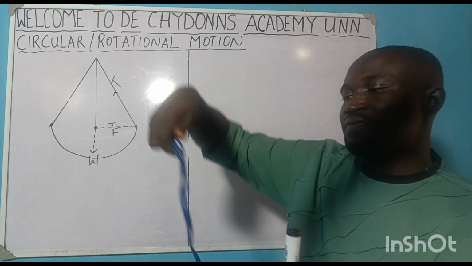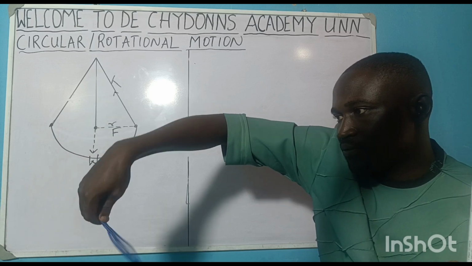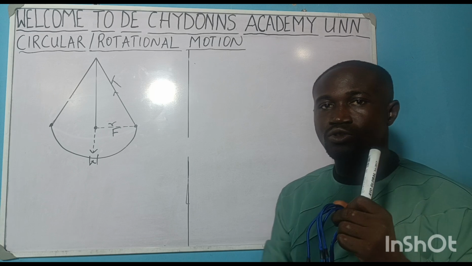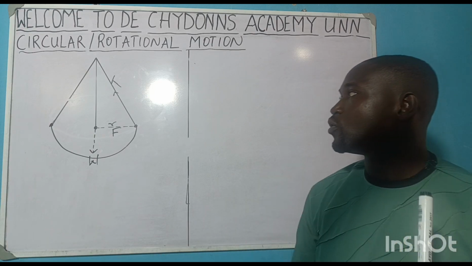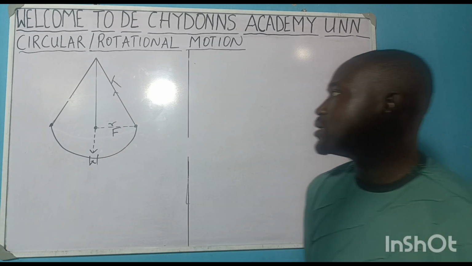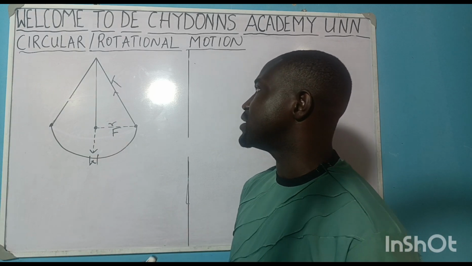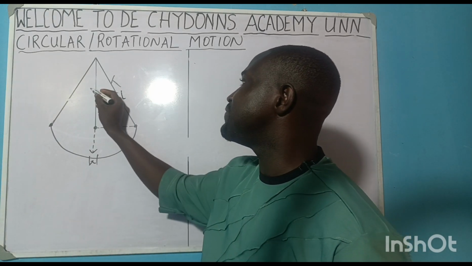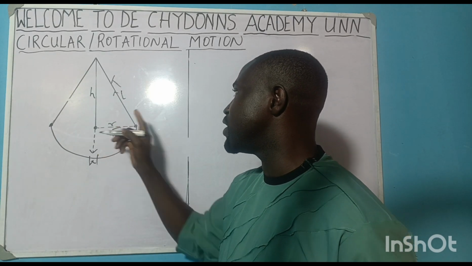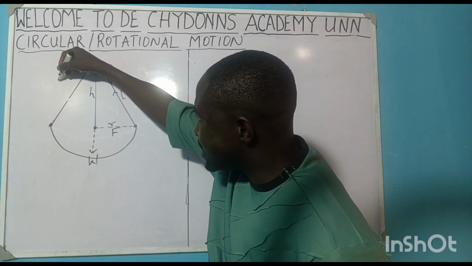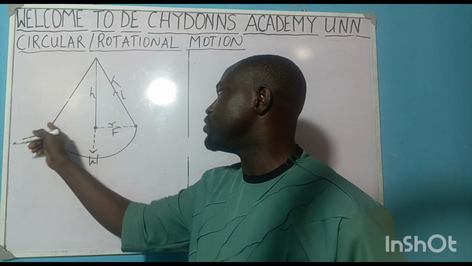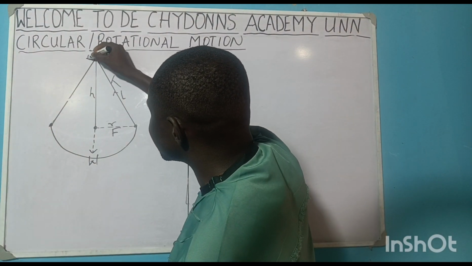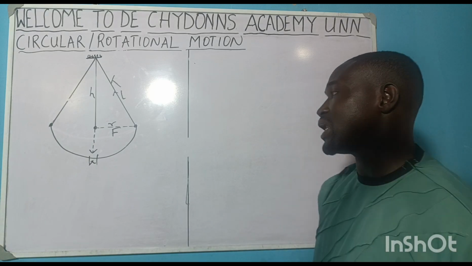If I'm using this to rotate this body, there is a force on this rope that helps it rotate round without cutting. We call it tension. Then we have talked about F. Now in terms of their lengths, here is the slant length, here is the vertical height, and here is the radius. This is where the body is clamped.